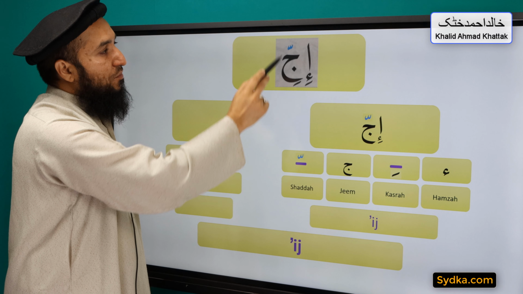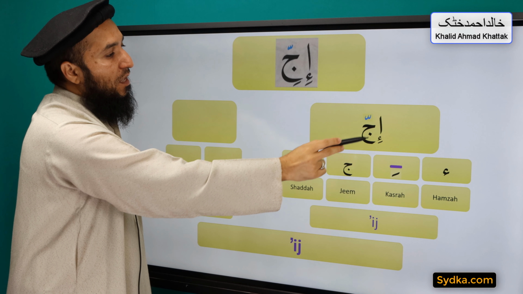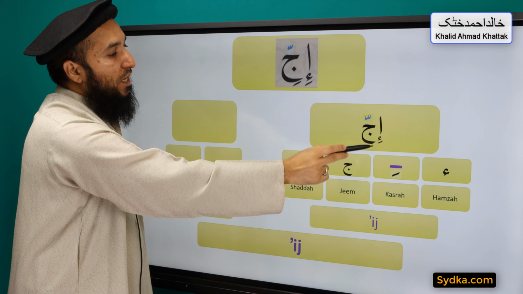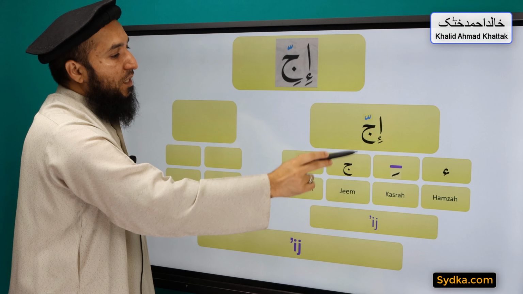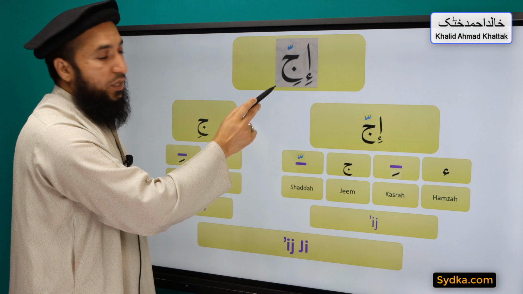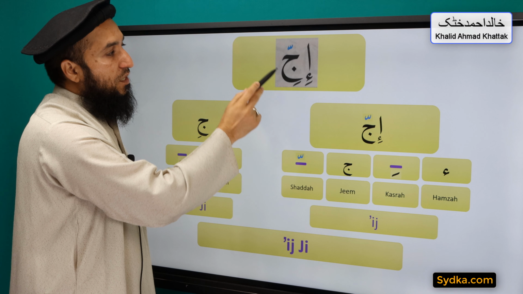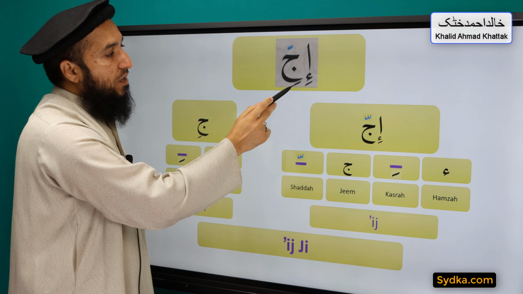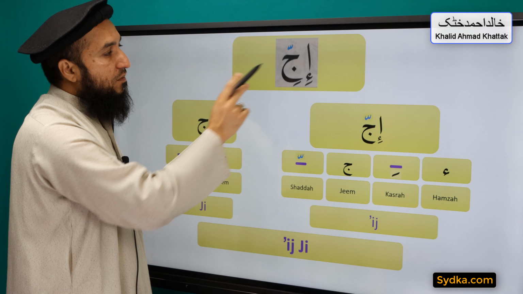Hamza Kasra Jim Shadda, Ij. The second syllable we have is Jim Kasra Ji. Jim is a light letter, it has Kasra underneath and it is prolonged for one count.